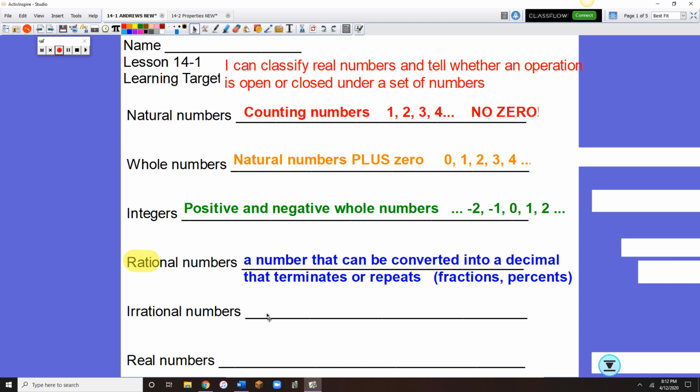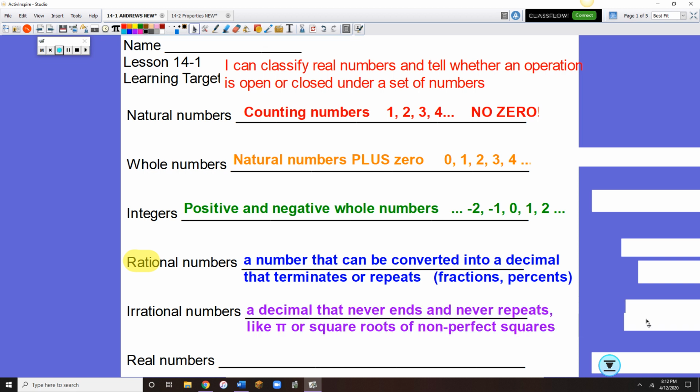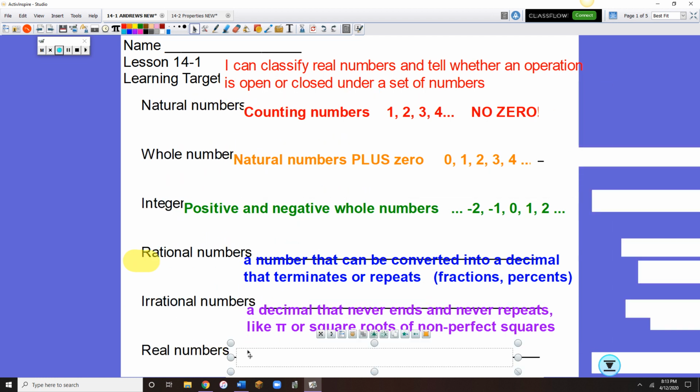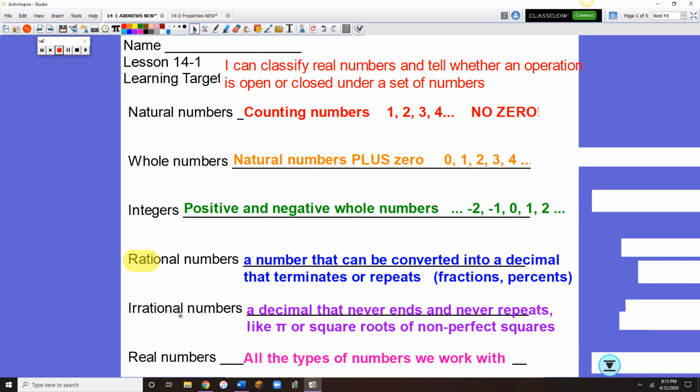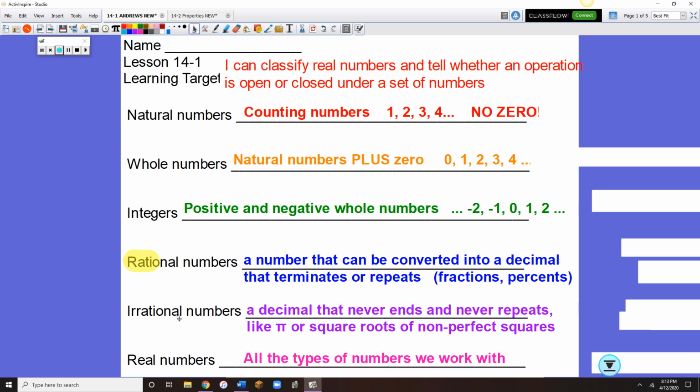Irrational numbers would be a decimal that never ends, never repeats, like pi or square roots of non-perfect squares. Basically, if you do a root and it fills the screen, that would be your non-perfect squares. That could be cube roots as well. Real numbers are all the types of numbers that we work with. In algebra, we only deal with real numbers. When you take Algebra 2 Trig, you will learn about imaginary numbers.